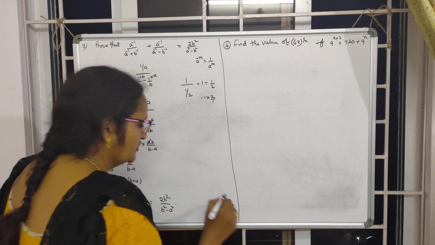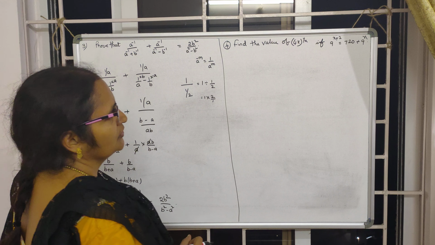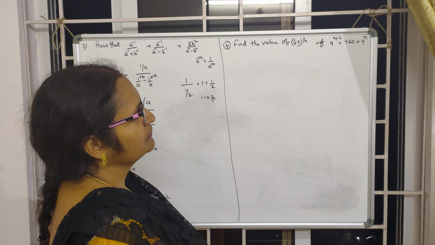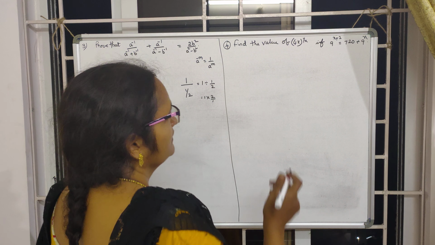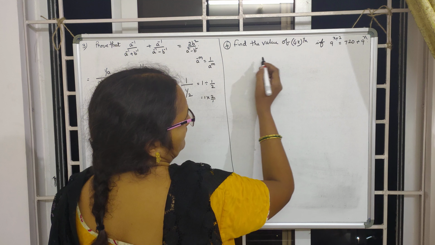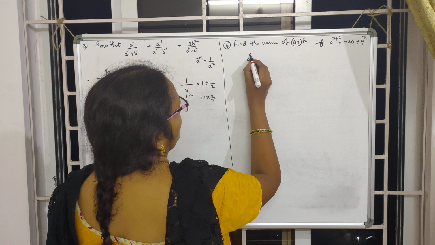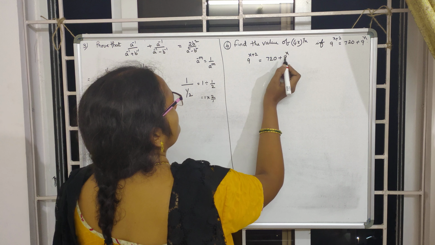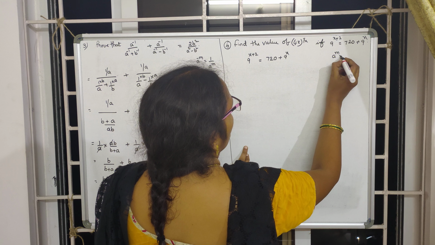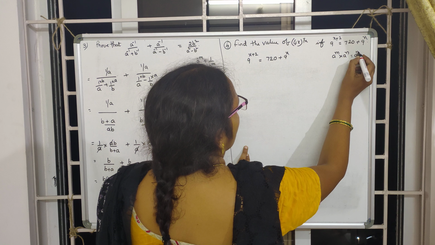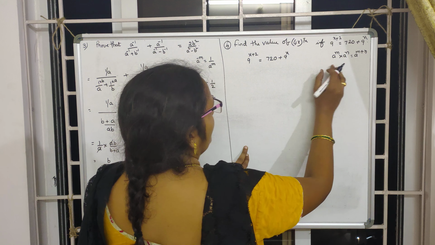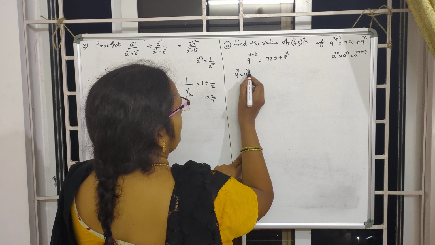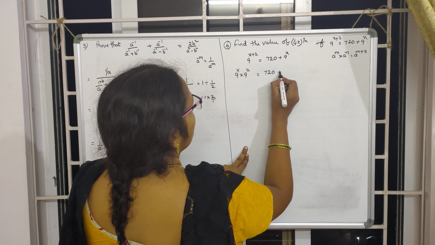Same way in this sum also, once you observe: find the value of (4 to the power x) whole to the power 1 by x, if 9 to the power x plus 2 equal to 720 plus 9 to the power x. X value we will find out first, then we will find out the value of this one. 9 to the power x plus 2 equal to 720 plus 9 to the power x. Using the law a to the power m times a to the power n equal to a to the power m plus n, using this one in a reverse manner, I am going to split this one as 9 to the power x times 9 square equal to 720 plus 9 to the power x.